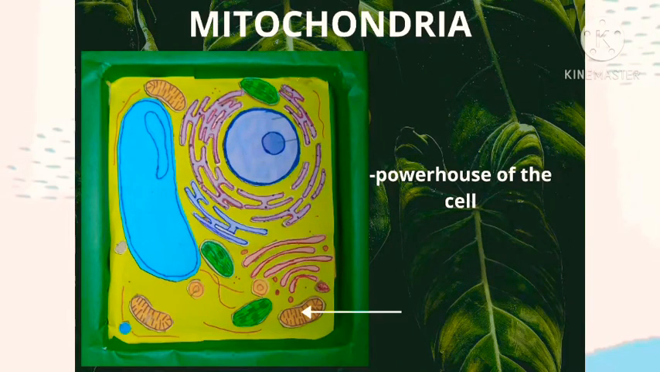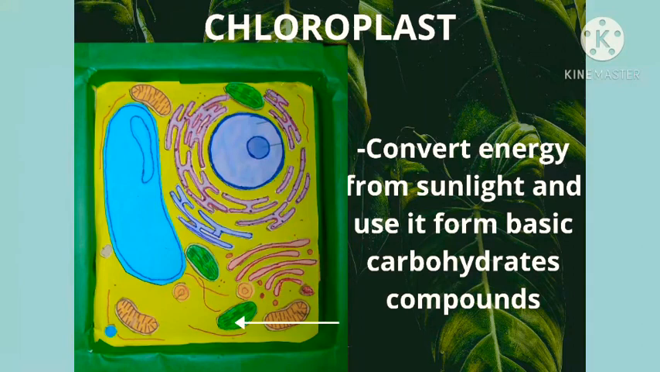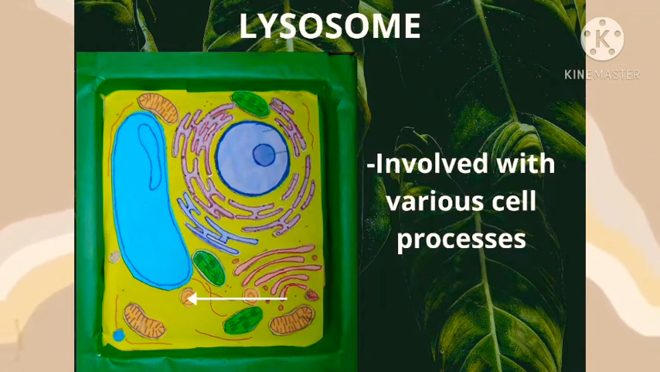The mitochondria is the powerhouse of the cell, where cells and organisms get the energy to function. It is the main producer of ATP, the energy currency of the cell. Chloroplasts convert energy from sunlight and use it to form basic carbohydrate compounds. This is really the source of usable energy for nearly all living organisms.